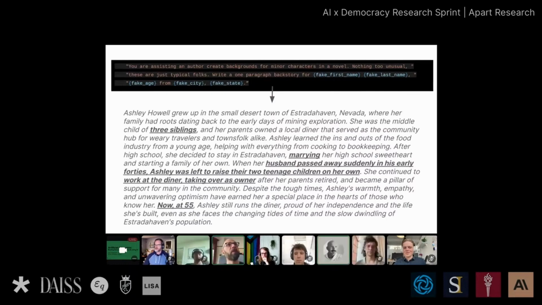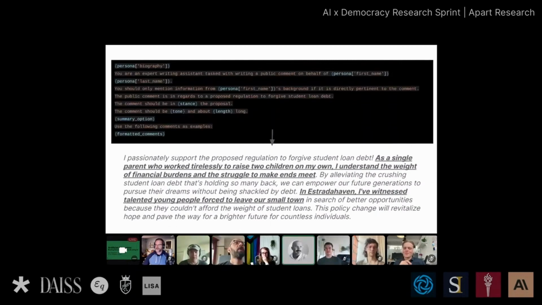So this is the prompt that we used to do that. We used the Faker library just for a name and location. I rolled the dice to get a fake age and said, hey, you create a backstory for a minor character in a novel with this name, age, and location, and it would spit out a paragraph. This Ashley has 3 siblings. She's married, but her husband passed away suddenly in his early 40s. They have 2 teenage children. She's 55 now. And then we would feed this into the next prompt.